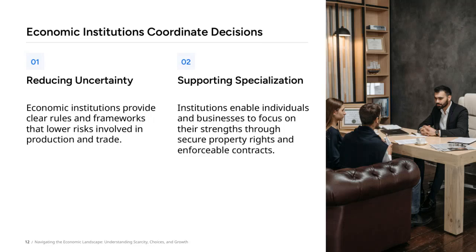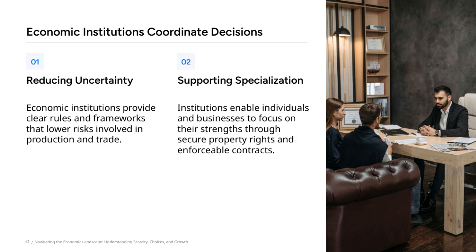Economic institutions play a crucial role in coordinating decisions by providing clear rules and frameworks. This helps reduce the risks involved in production and trade, making the economic environment more predictable and stable. One of their key functions is supporting specialization.